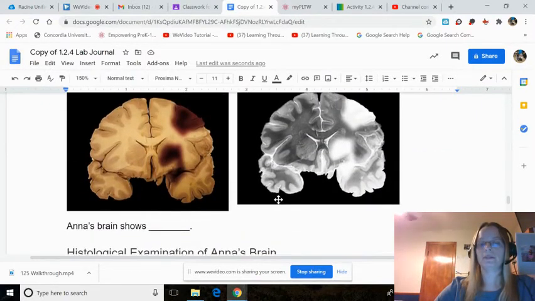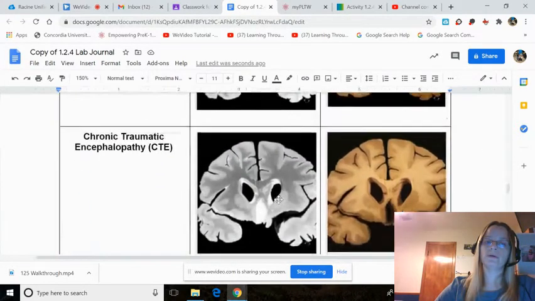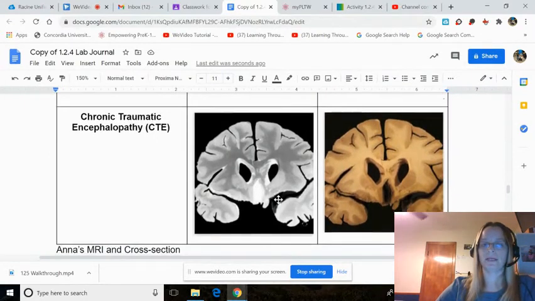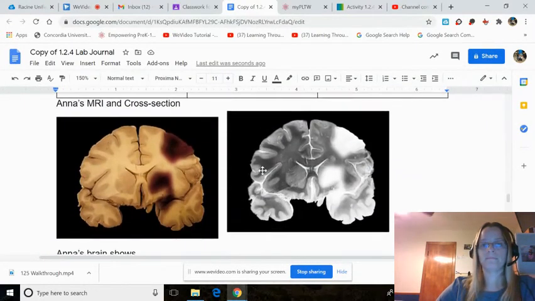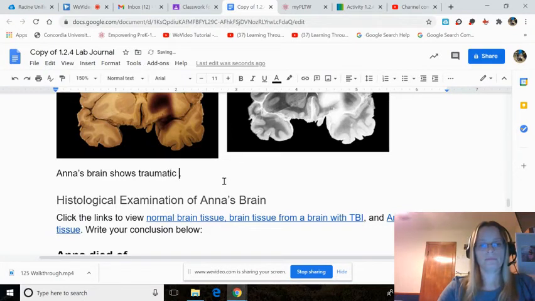So which one of those does Anna's brain show? Is it normal? Does it show traumatic brain injury or chronic traumatic encephalopathy? You're right. It appears to show traumatic brain injury. Yeah, TBI.